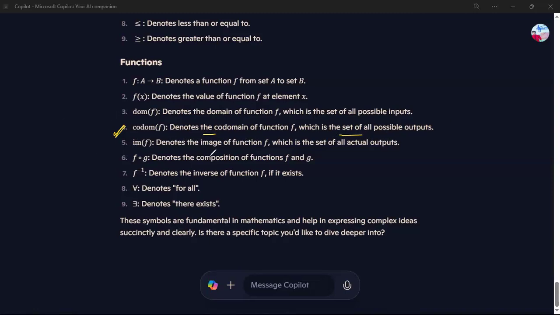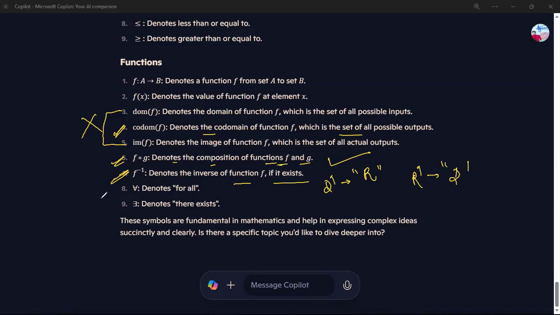Im of f denotes the image of a function. These three are not much used. f∘g denotes the composition of functions f and g. We are also going to discuss this today. f inverse means the inverse of a function, if the function exists and if the inverse exists. Basically, what happens in the inverse of a function is that the range which was earlier becomes the new domain, and the domain which was earlier becomes the new range.